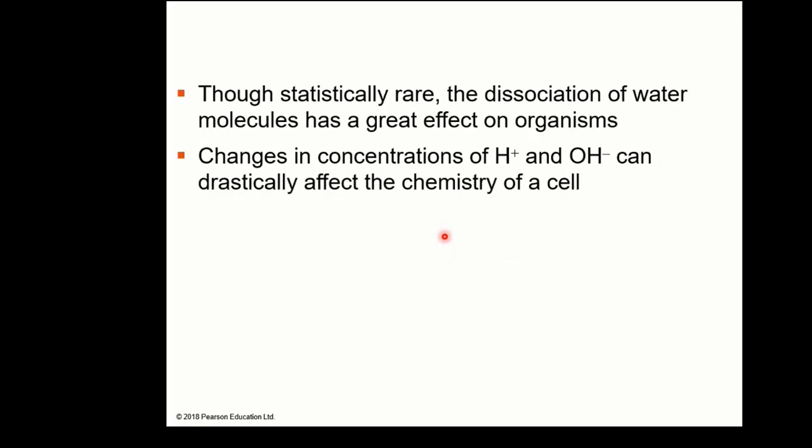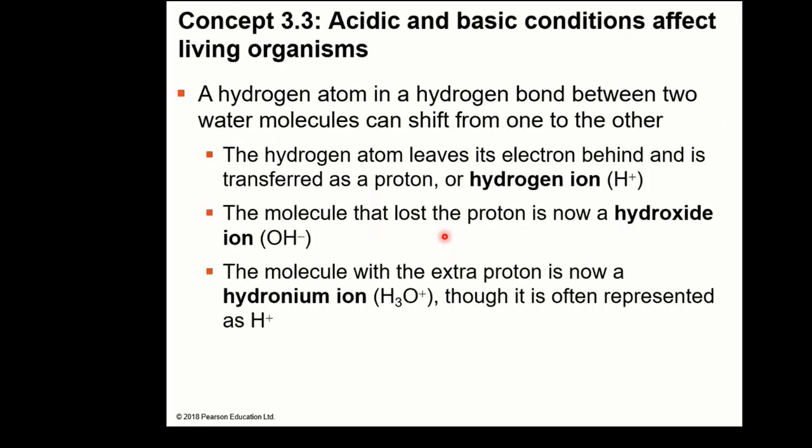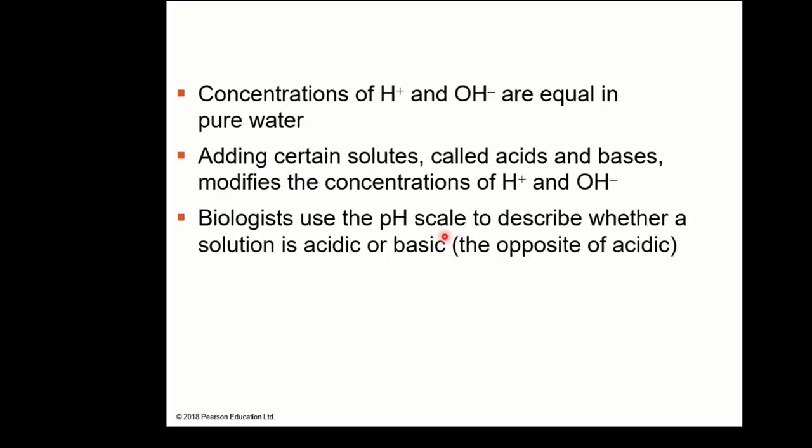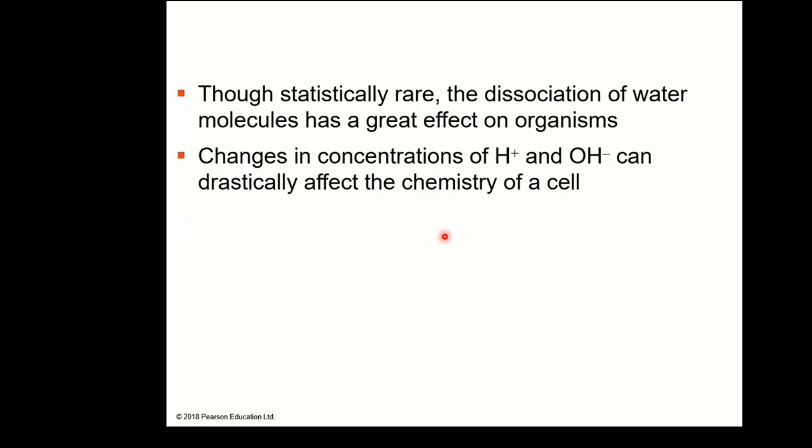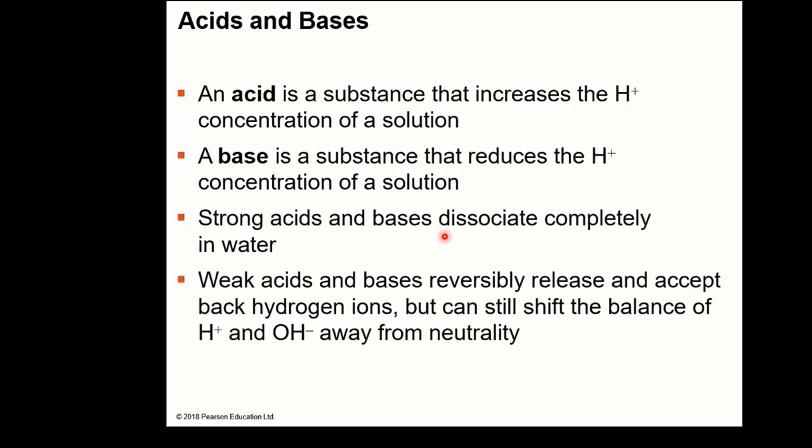What are these? Hydroxide ion and hydrogen ion, hydroxide ion and hydrogen ion, which you need to know very well. So adding these solutes called acids and bases modifies the concentration of these two ions. Therefore biologists use the pH scale to describe whether a solution is acidic or basic, which is the opposite of acidic. So, acids and bases.